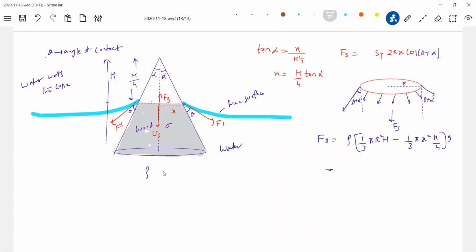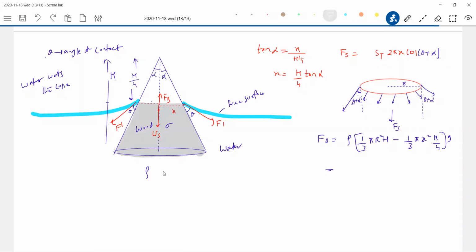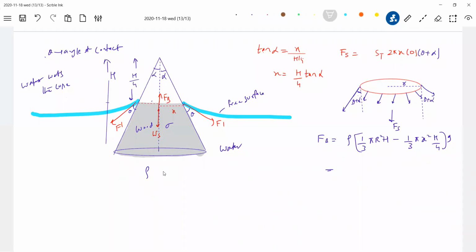Okay, now we got the buoyant force, so we know the weight of the solid, but we don't know the radius. So from where are we bringing the radius? What radius we have assumed here? So actually, what is tan alpha? You should replace this with tan alpha. We don't know x, which equals h/4 tan alpha. Fine. So you replace that, and you'll get the buoyant force.